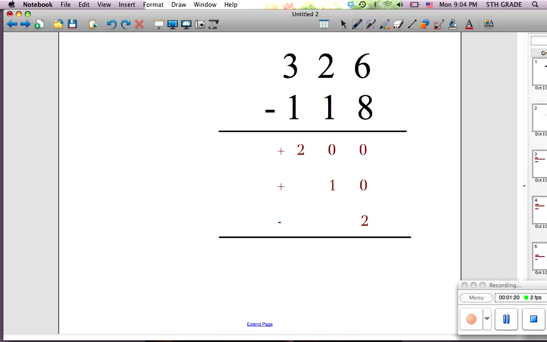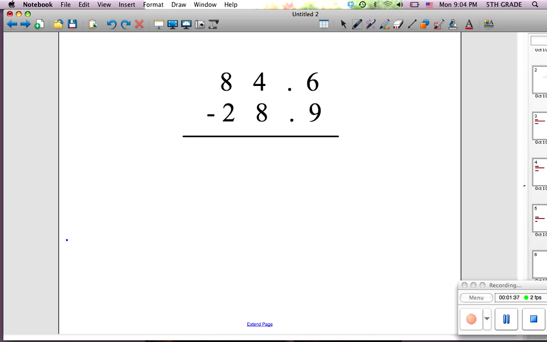200 plus 10 is 210. 210 minus 2 is 208. So you can see the answer to 326 minus 118 is 208.